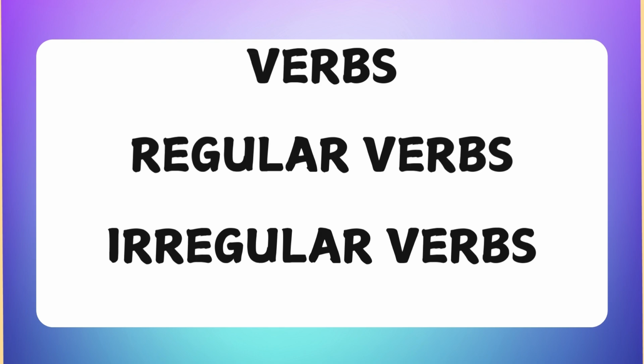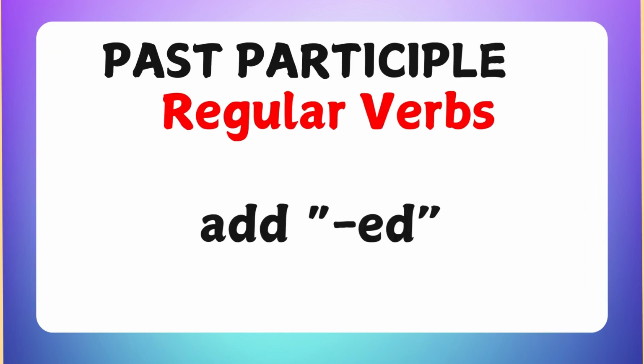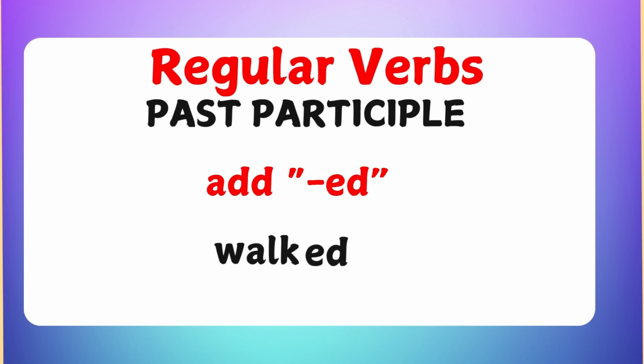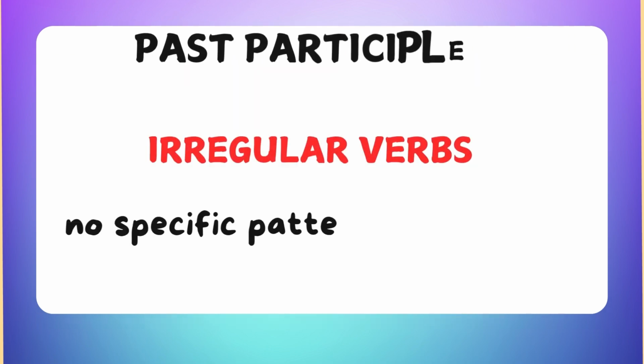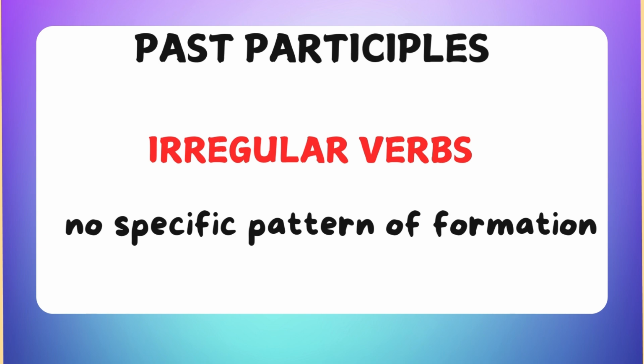There are two types of verbs, the regular verbs and the irregular verbs. The regular verbs past participle is formed by adding ed to the main verb. So walk becomes walked, play becomes played. For regular verbs, you add ed, but it's different for irregular verbs. Irregular verbs have no specific pattern of formation.